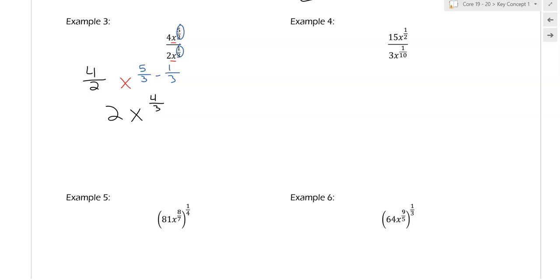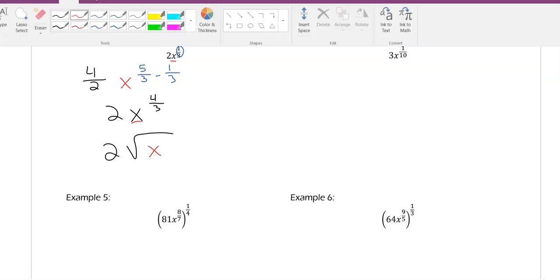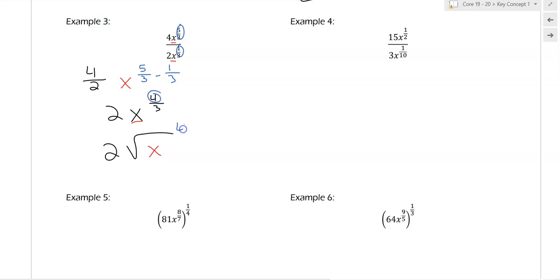Okay, if you're still struggling with typing these things into your calculator, please just let your teacher know. We'd be happy to help you. Now, again, we're writing this in radical form. This part should be exactly the same as what we did, right? The 2 comes down, middle, right, left. Okay? So 2 cubed root of x to the 4th.